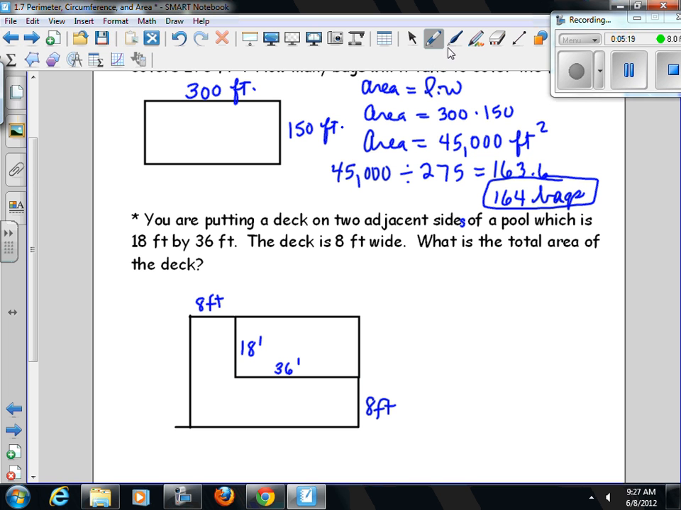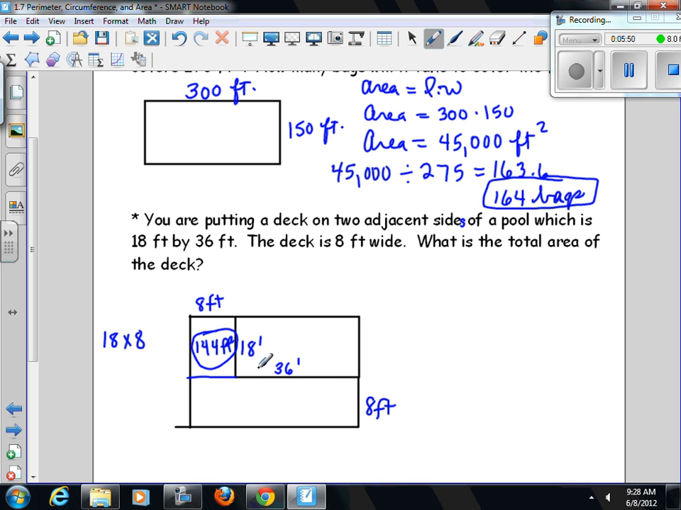Well, let's think about this. If I were to draw a line straight across here, I could make 2 rectangles that I could find the area of. This rectangle is 18 feet by 8 feet. Well, 18 times 8, because we take length times width, gives me 144 square feet right here on this part of the deck.